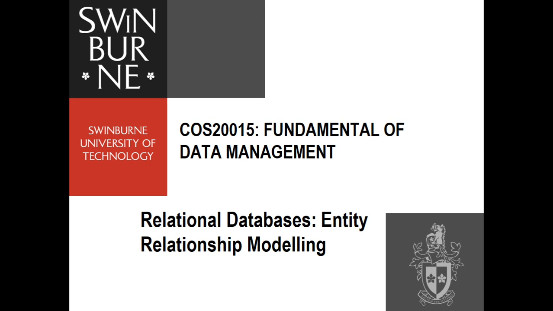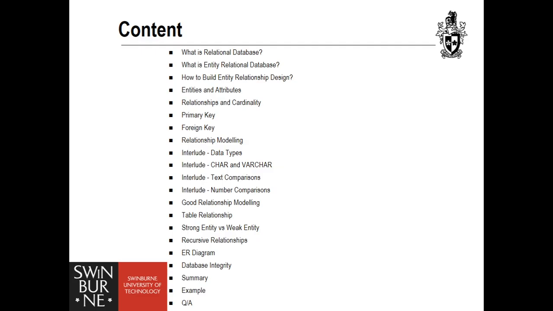Today I will teach you about entity relationship modeling. In this table of contents, I will teach you what a relational database is, what an entity relationship database is, how to build the design, entities and attributes, relationship and cardinality, what a primary key and foreign key are, modeling, data types, relationship modeling, table relationship, strong entity versus weak entity, recursive relationship, ER diagram, database integrity, and summary.